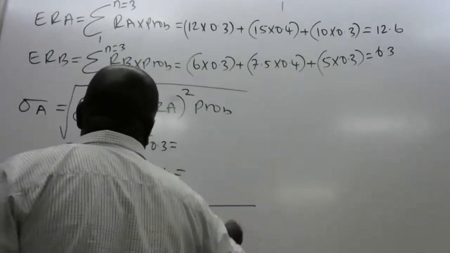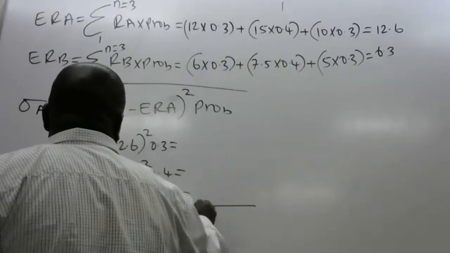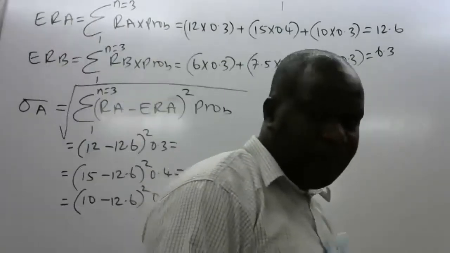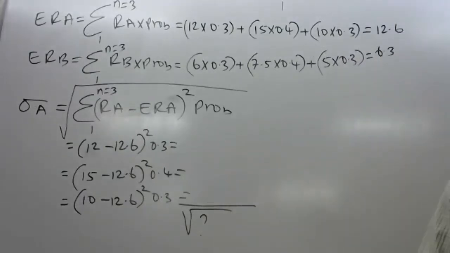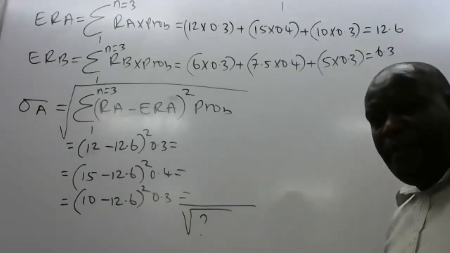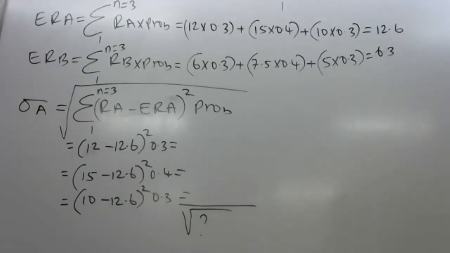So when you add them together and get the square root for that, that is what is meant to give you the standard deviation for A. So get the square root for that so that we get the standard deviation for A. You'll also do the same for B. We shall also be required to do the same for B.